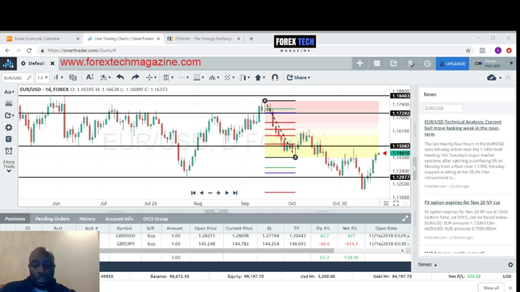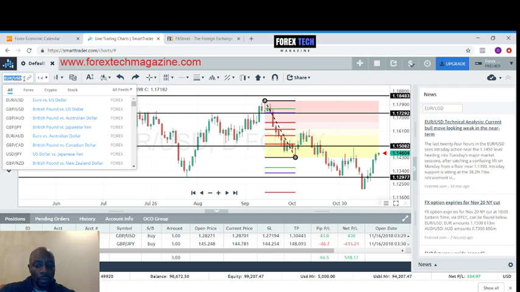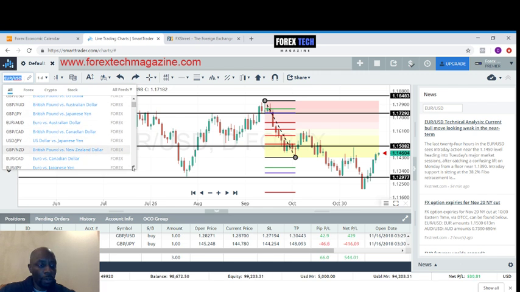All right, so now let's go ahead and get into why you came here in the first place. We're going to jump out of this right here. This is our Euro US dollar. We don't want to be in this. We want to go over to our Great Britain pound pairs.